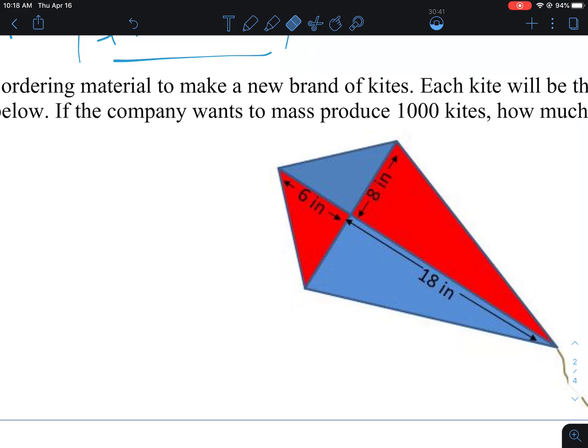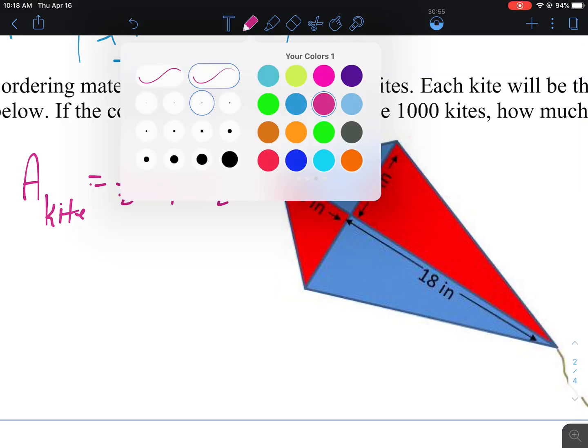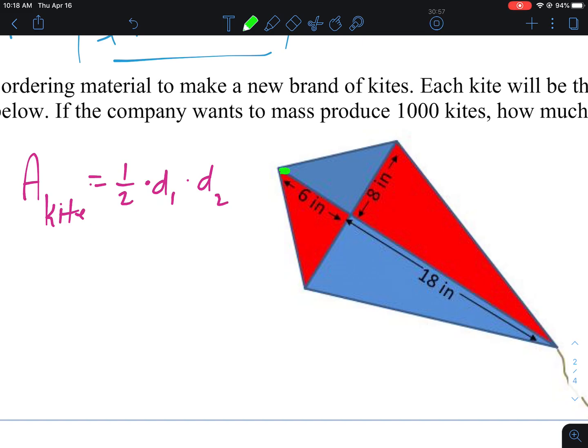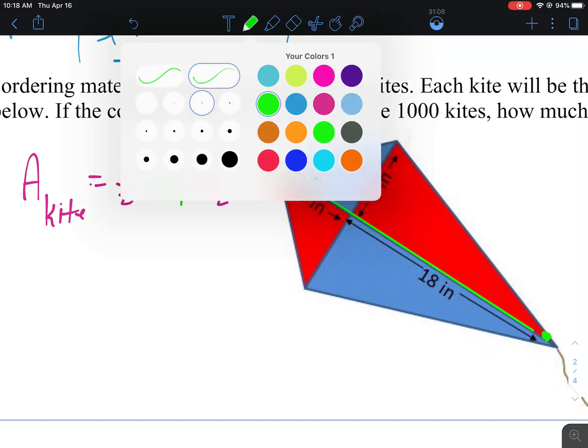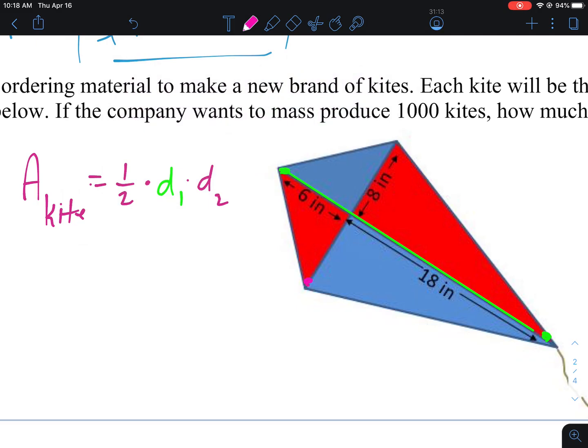The area of a kite, everyone, there is a formula for it, and the area of a kite is 1/2 times the length of one diagonal times the length of the second diagonal. And if you recall, diagonals in a kite go from end to end. So that would be one of the diagonals right there. We can call that D1 if you want. And D2 would be going from here to here.